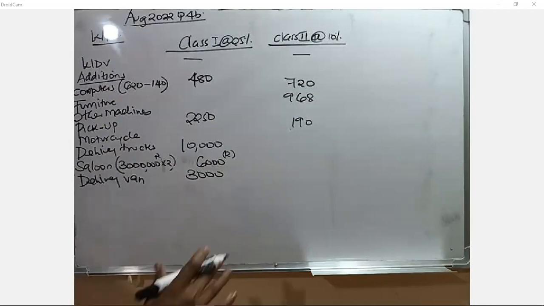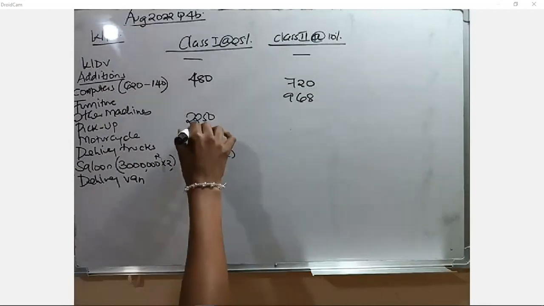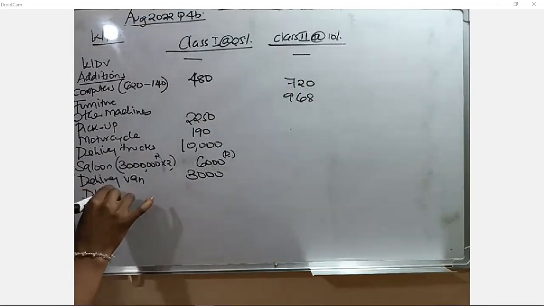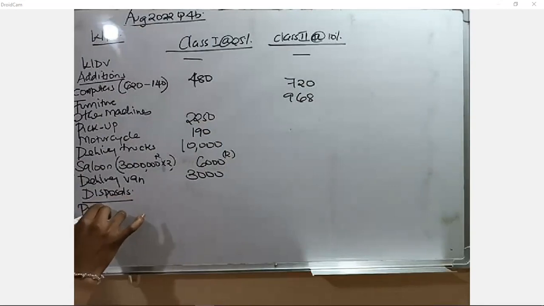Motorcycle, we said it to qualify for. It should be here, sorry. It should be there. That is what I was checking. Now, in this case, we have disposals. We were able to dispose two things. There was a pickup which was disposed.